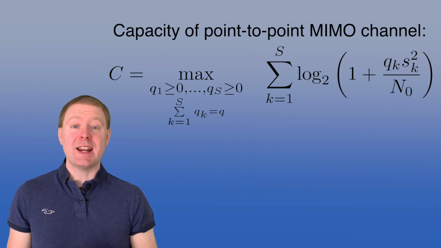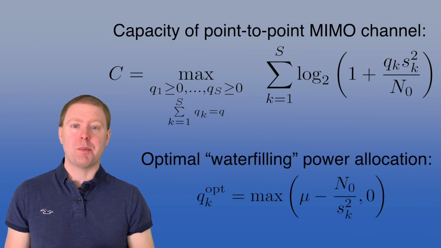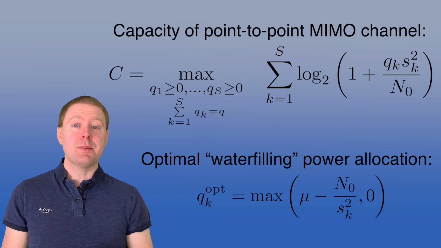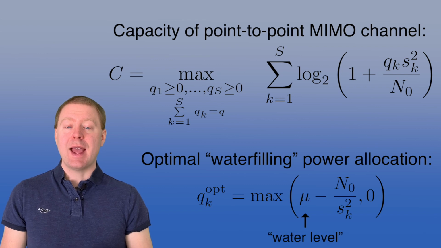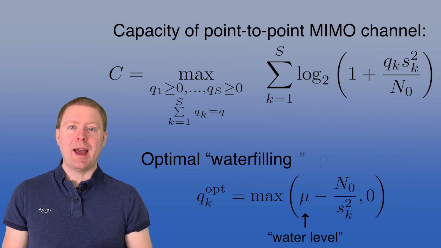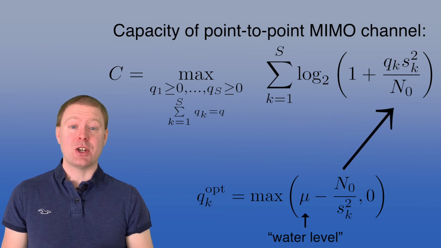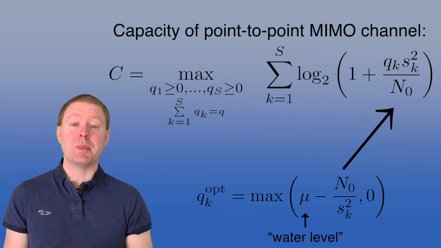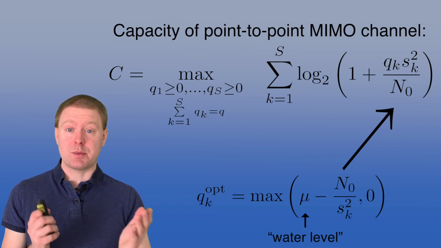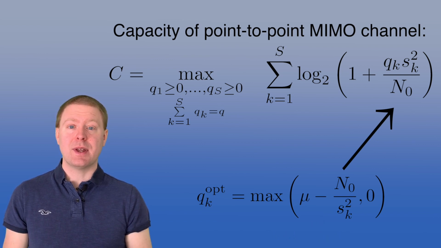The optimal power allocation is known as waterfilling, and here is the formula for that. You find it with some optimization tricks. So for subchannel k, qk is equal to either 0 or mu minus N0 divided by sk squared. So sk squared divided by N0 is something that shows up in the SNR of that subchannel. And you take the maximum of these ones, so the power can never be smaller than 0.